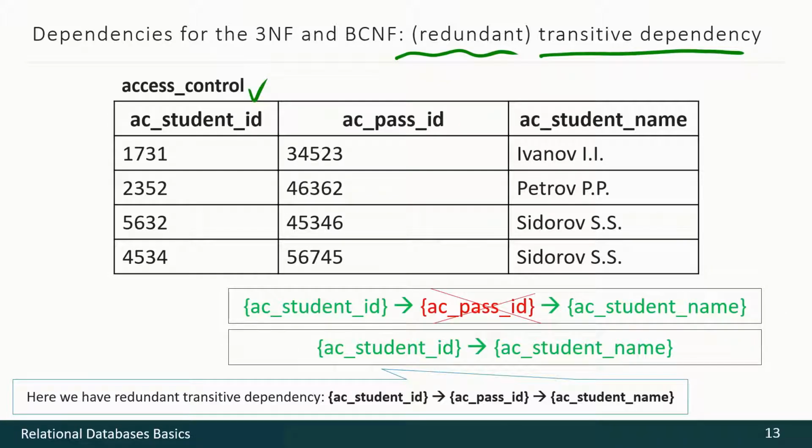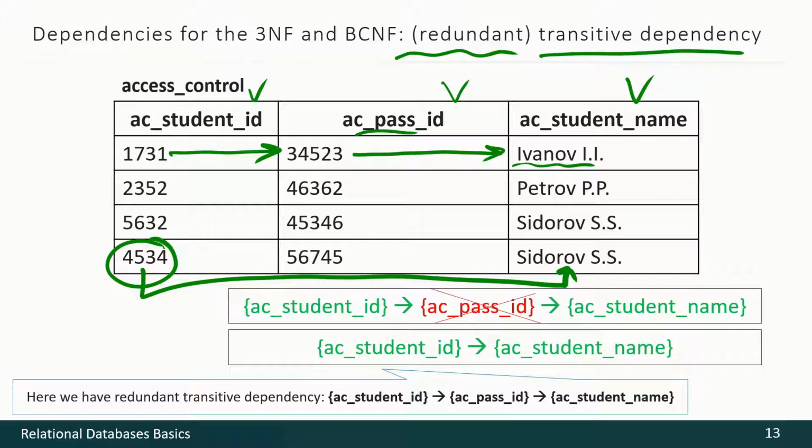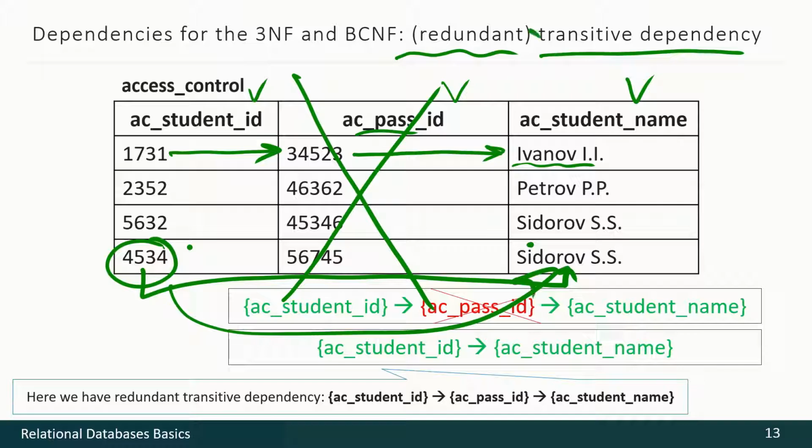With redundant transitive dependency, the situation may look as follows. We have student ID, we have some pass ID and student name. And we know that one student has one pass. And for each one pass, there is only one student name. So if we want to jump from student ID to student name, we can make it easily at once, because for one student ID there is only one student name, and we may omit this field from our sequence. So this is the redundant transitive dependency.